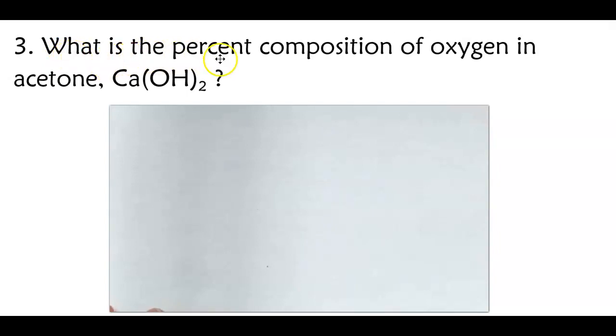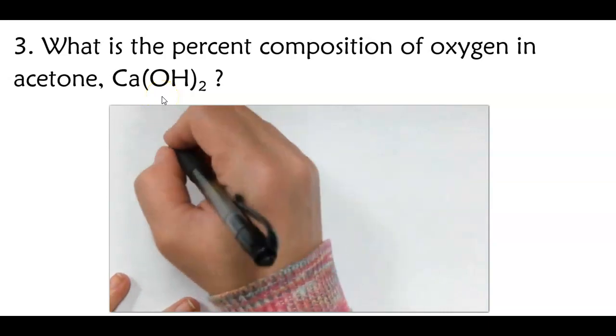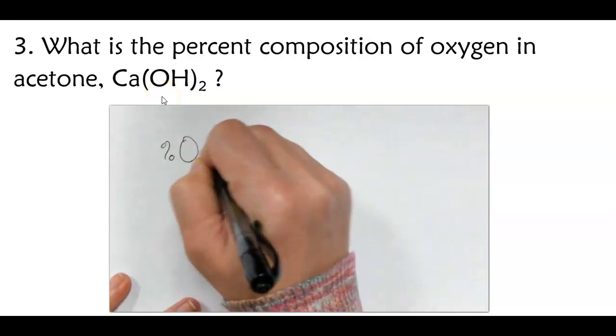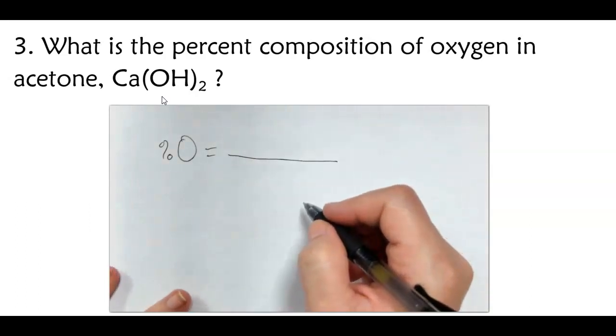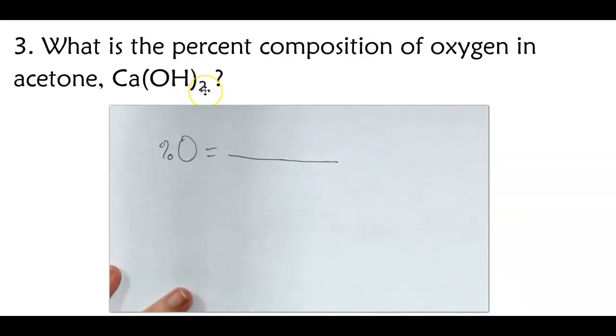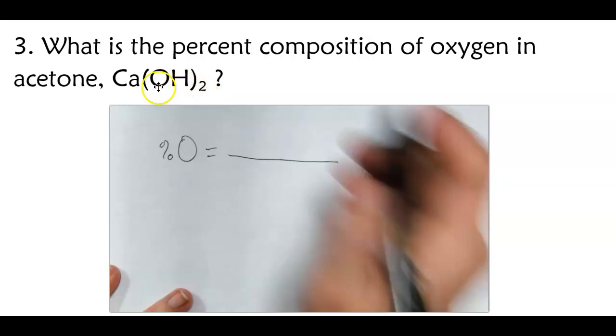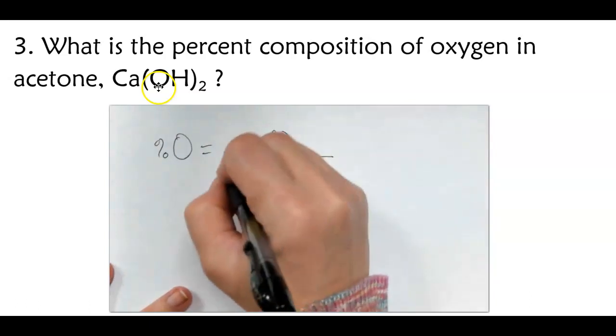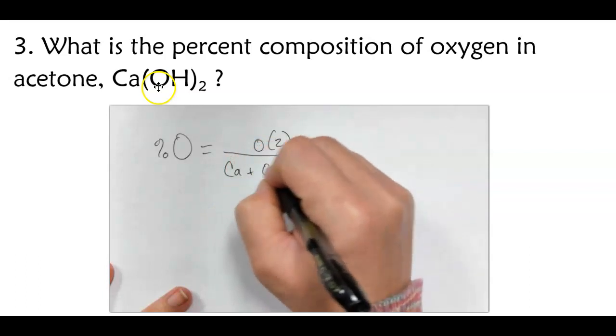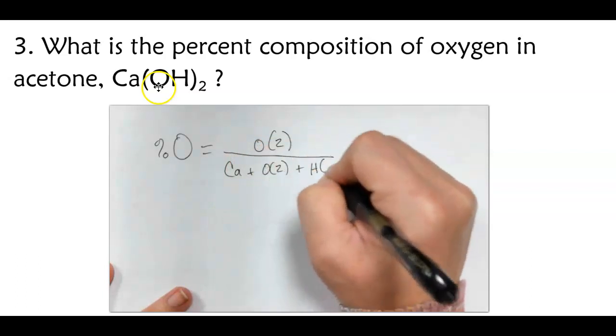In our last example, what is the percent composition of oxygen in calcium hydroxide? Notice we have parentheses in this one. So if I want to know the percentage of oxygen in calcium hydroxide, I'm going to count up how many oxygens there are, and the 2 that is outside of the parentheses distributes into each element inside of the parentheses. So we have oxygen times 2. And then I'm going to divide by the mass of calcium plus oxygen times 2 plus hydrogen times 2.